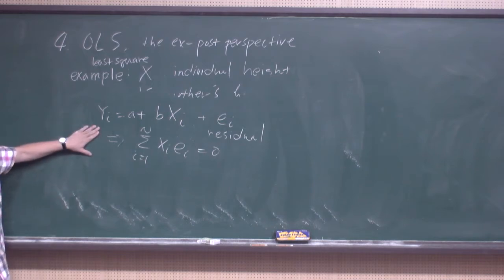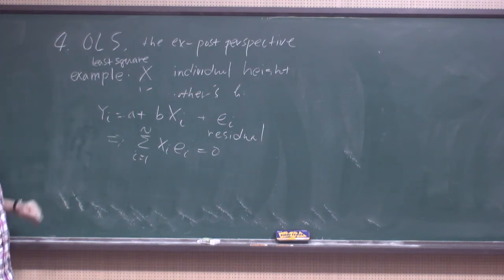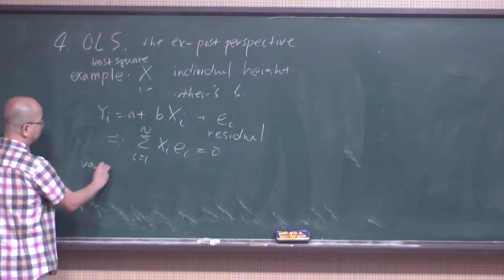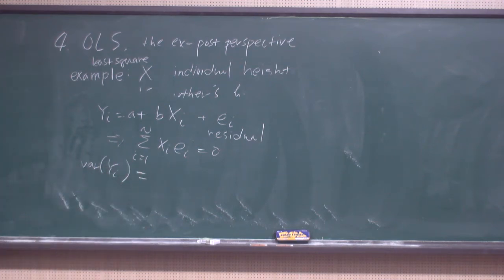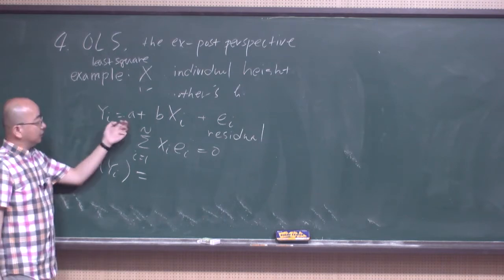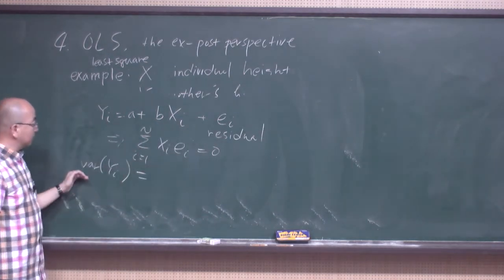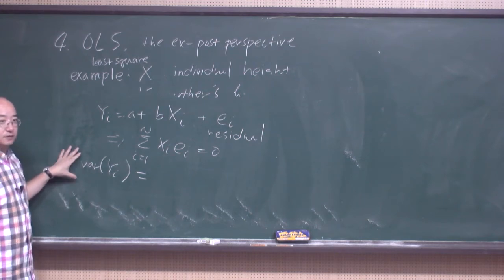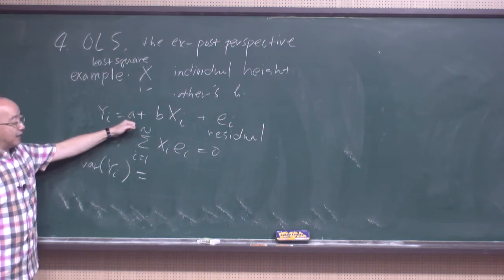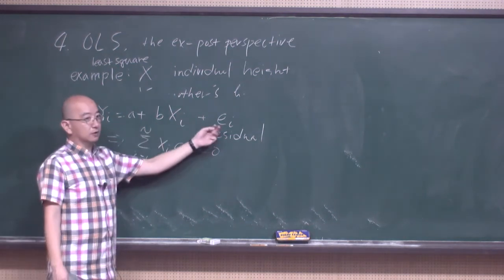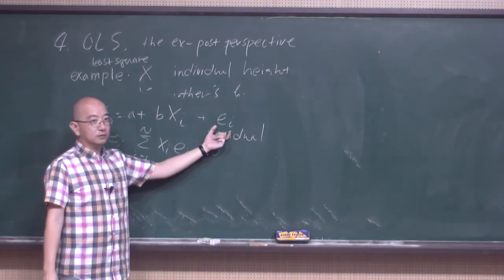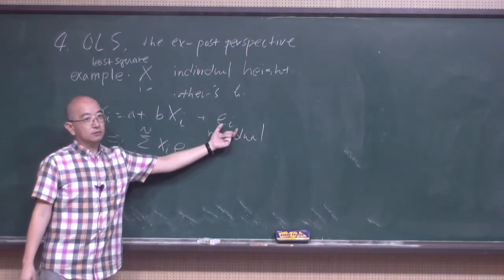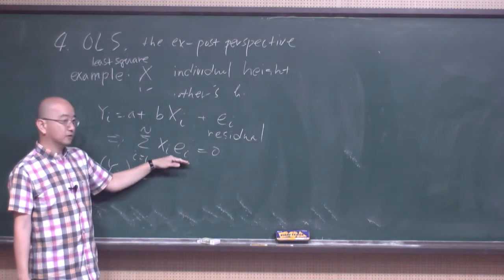So given this particular property of least square residual, if you calculate variance of yi here, then since yi equals this, we can apply the property of variance that we discussed earlier. A is constant, we can ignore. So we have two terms: variance of this, and covariance between these two. But covariance between these two becomes 0. How do you know? Because of this property.